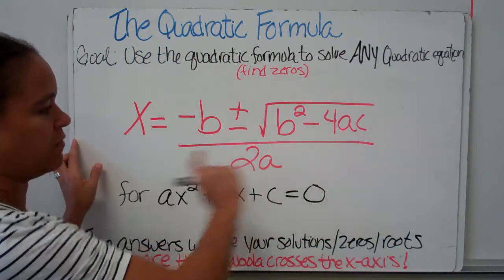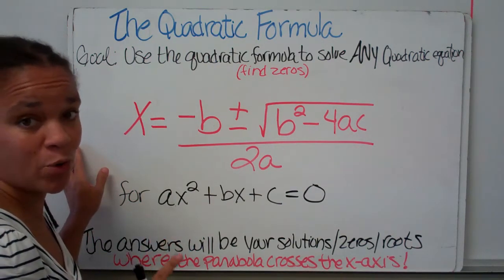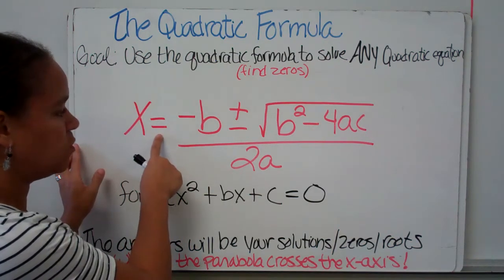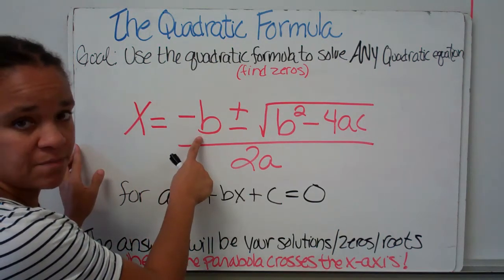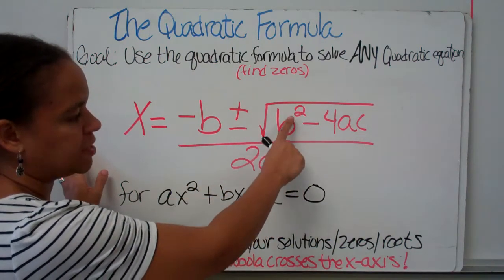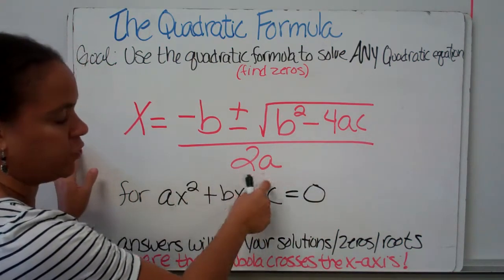Here is the quadratic formula. Write it down, memorize it, because you will be required to memorize it. It's not that bad. And the way we say it is x is equal to the opposite of b plus or minus the square root of b squared minus 4ac all over 2a.